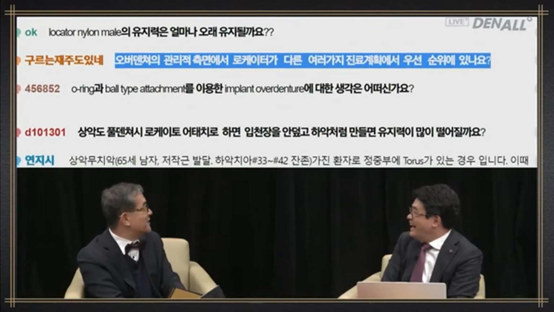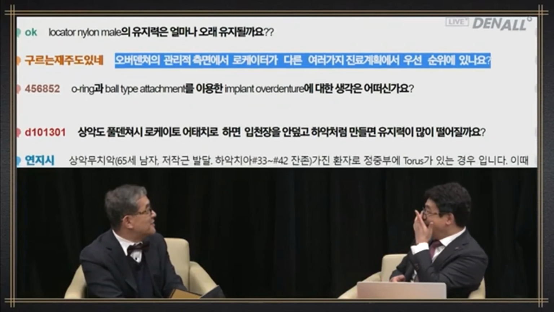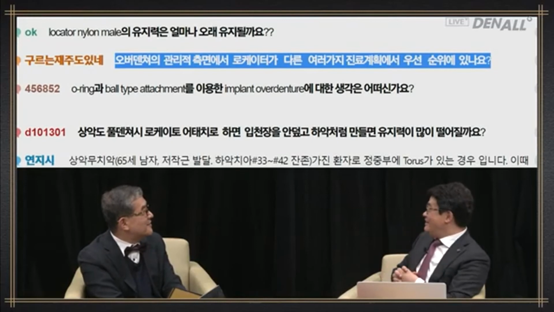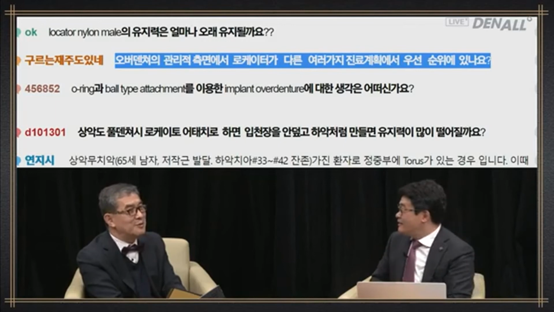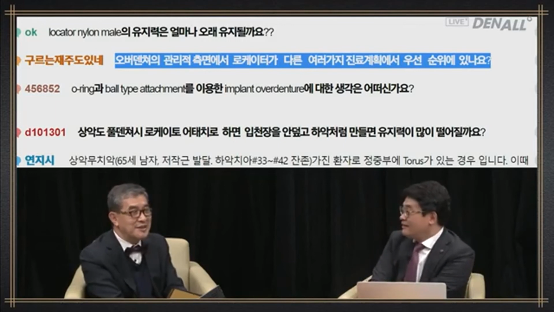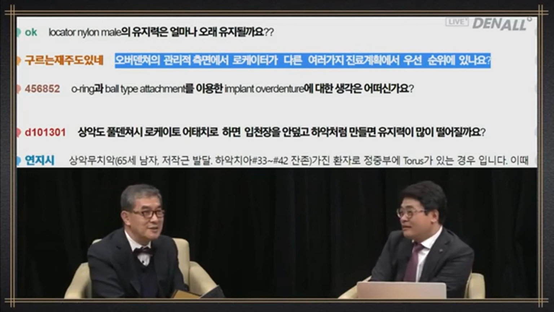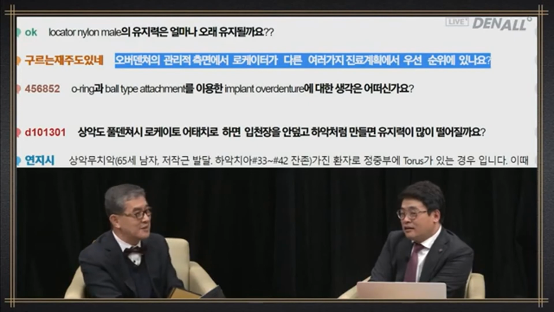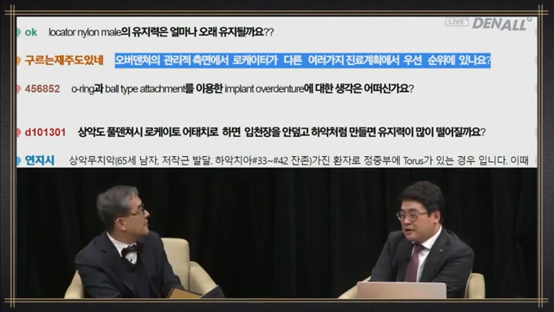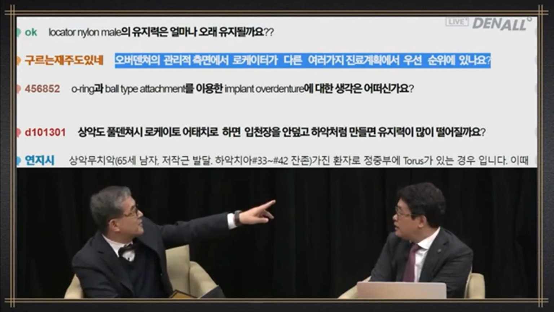Next, has a talent for rolling. Are you a bear? Perhaps that's why you have a talent for rolling. In terms of maintenance of overdenture, is Locator better? Is it a priority in your treatment plan? So do you think of Locator attachment first? When we choose attachment, in terms of maintenance, yes.